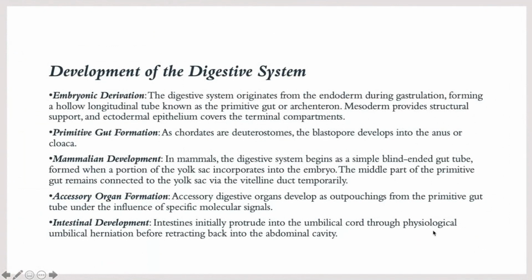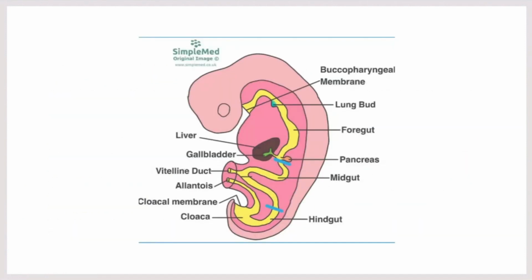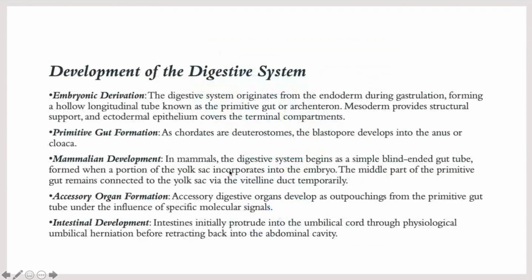Yes. Okay, cool. So the gut tube develops from the yolk sac. The yolk sac is of course going to give the nutrients. Then the yolk sac is going to connect to the vitelline duct temporarily. Here is the vitelline duct. The accessory digestive organs develop as outpouchings from the primitive gut. The accessory organs were what we mentioned before: the tongue, for example, the pancreas, the gallbladder, the liver. All of these are the accessory organs.